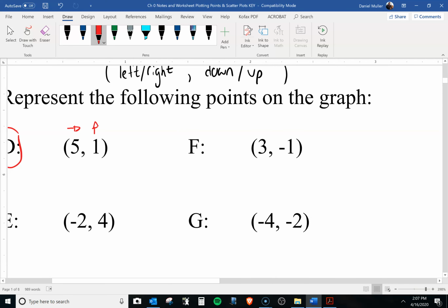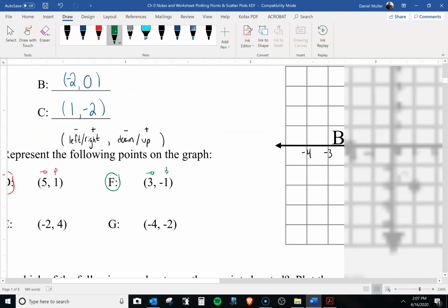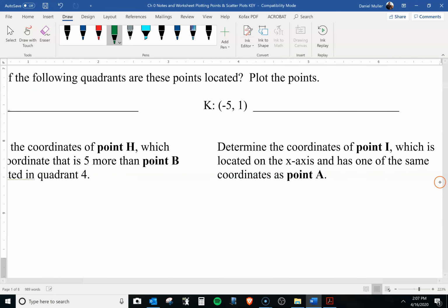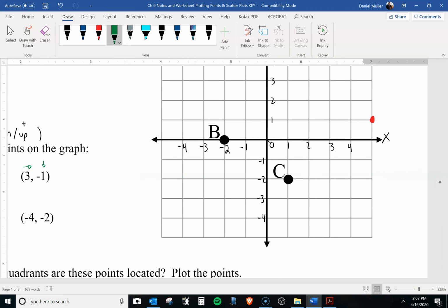will be F here. I'll do F. This is right or left, and it is going to be a right because it's positive. And this is up or down, and because it's negative, it is down. So I'm going to go right 3 and down 1. I'm going to go right 3, 1, 2, 3, and down 1 here. So that is my point.